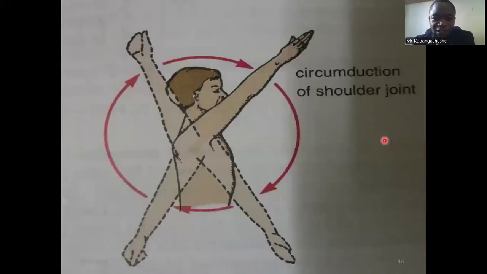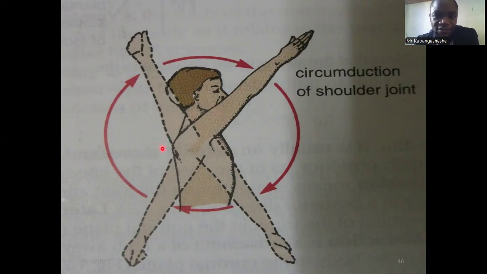Now, circumduction is a movement that involves all these directions we have talked about. So circumduction involves flexion, it involves extension, it involves abduction, and finally it involves adduction. So it has 4 movements in one: flexion, extension, abduction, and finally adduction.